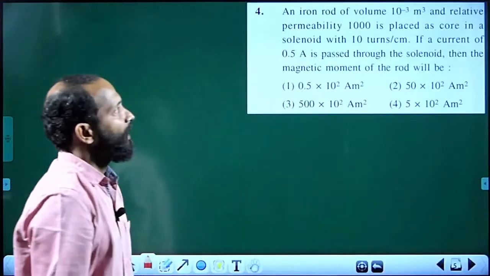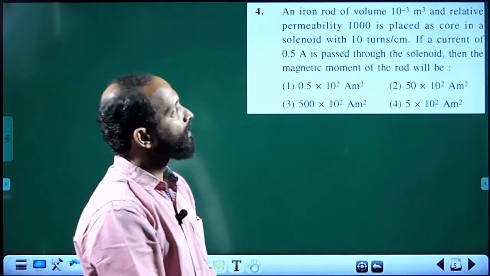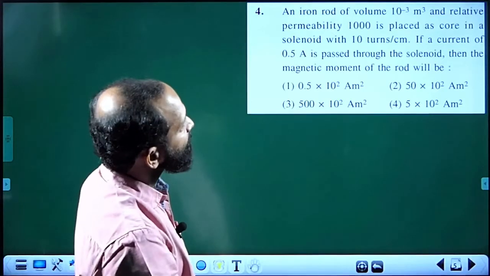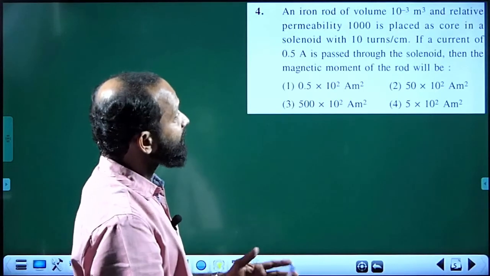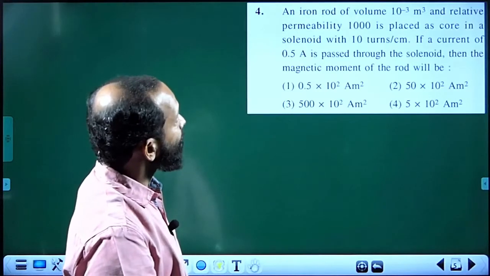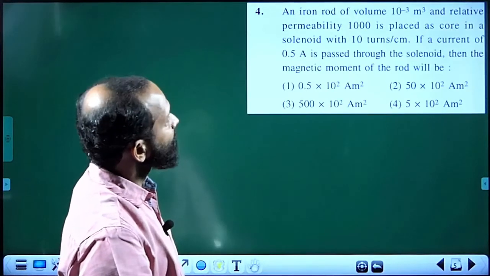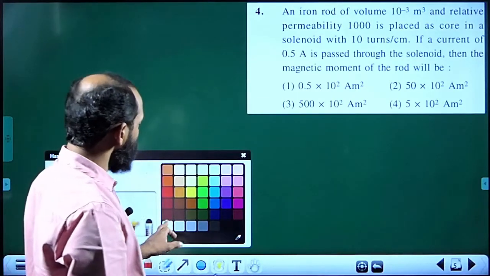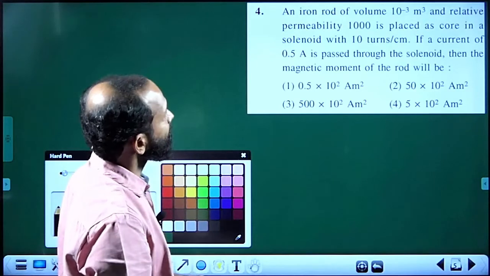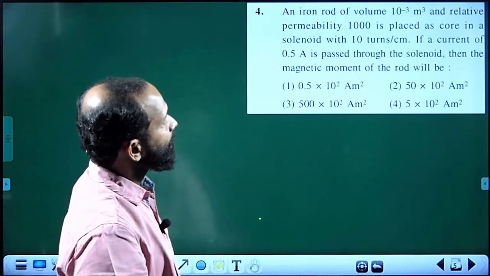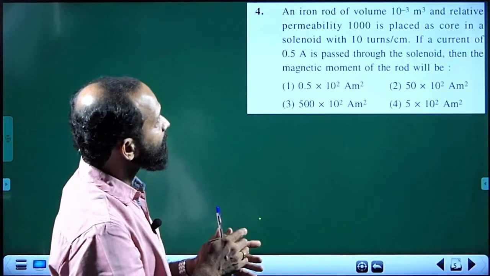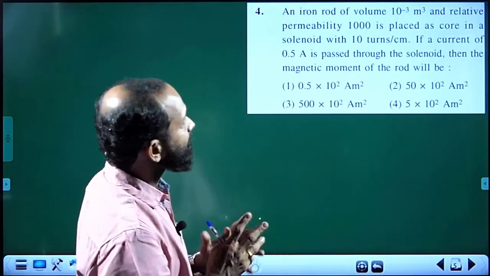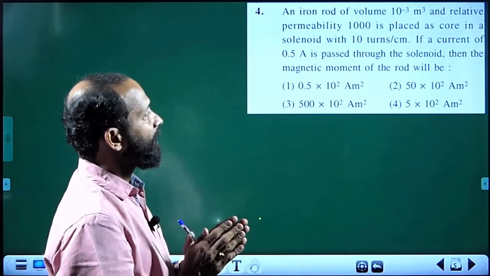Next one, an iron rod of volume 10 power minus 3 meter cube and relative permeability 1000 is placed as core in a solenoid with 10 turns per centimeter. If a current of 0.5 ampere is passed through the solenoid, then the magnetic dipole moment of the rod is. We have to find the magnetic dipole moment of the rod. Volume is given, relative permeability given, turns per unit length given, current given.